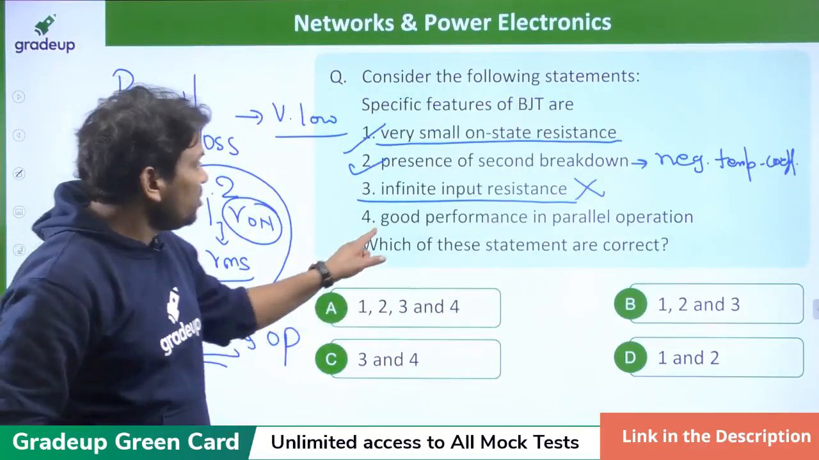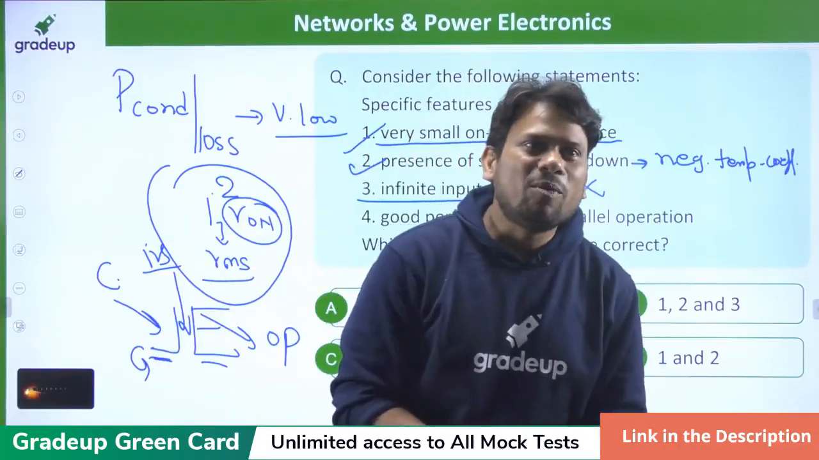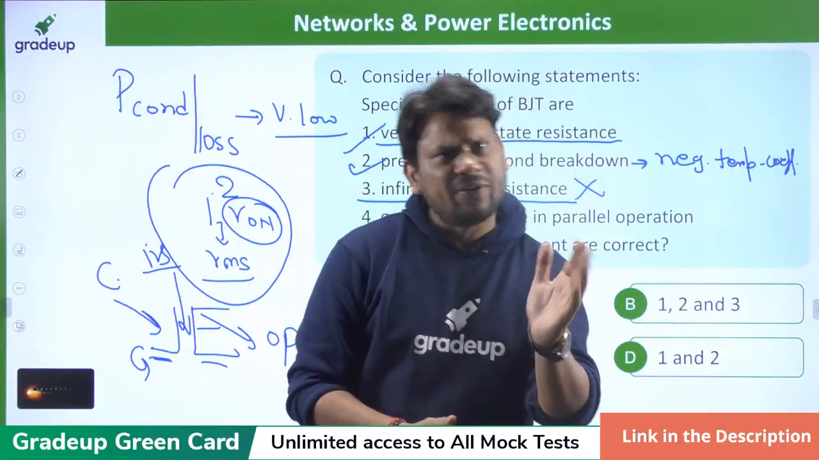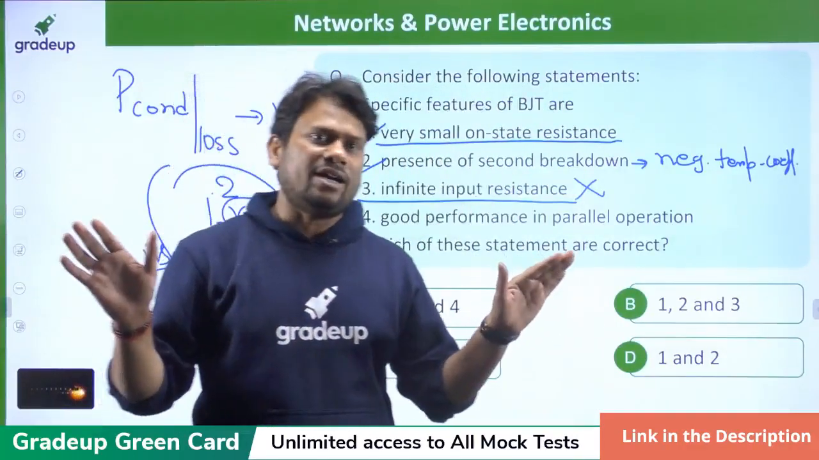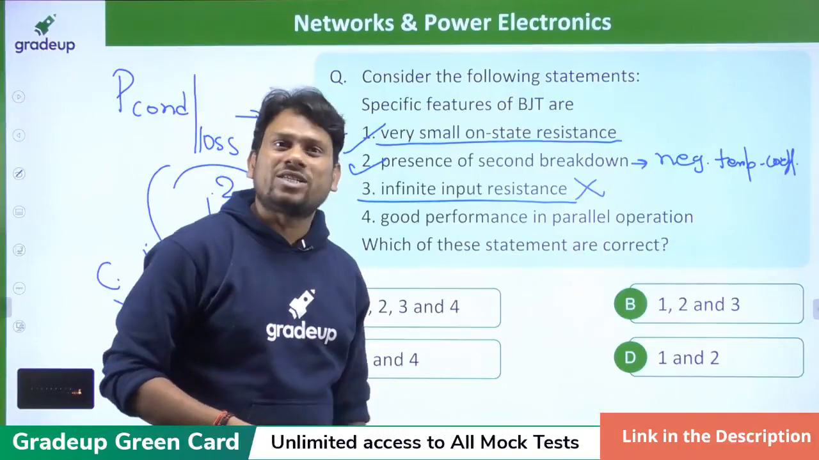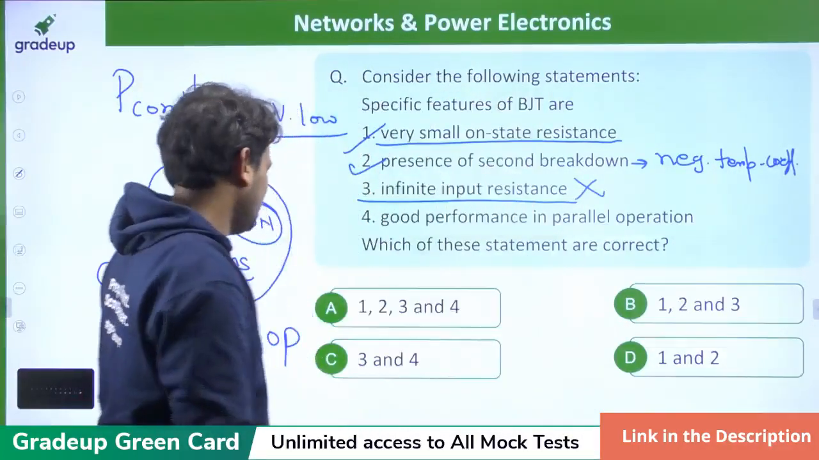Now, my dear friend, good performance in parallel operation. MOSFET gate current is zero. Definitely, all of you are absolutely right. So now, good performance in parallel operation. What is the meaning of parallel operation? Just listen to me carefully.